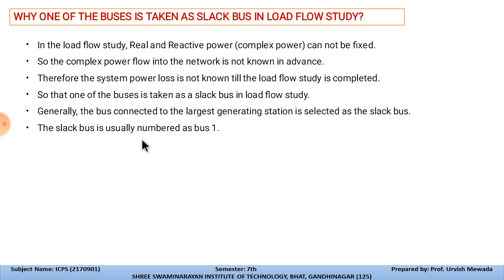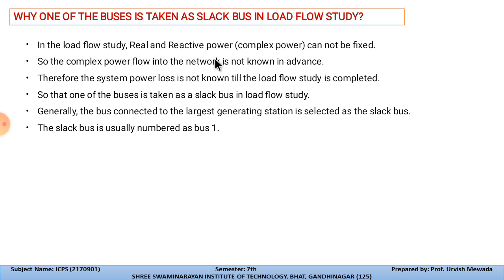Now this is an important question. This theory can be asked in the GTU like this: why is one of the buses taken as the slack bus in the load flow study? Also classify the buses. So this describes why one of the buses is the slack bus in the load flow study.